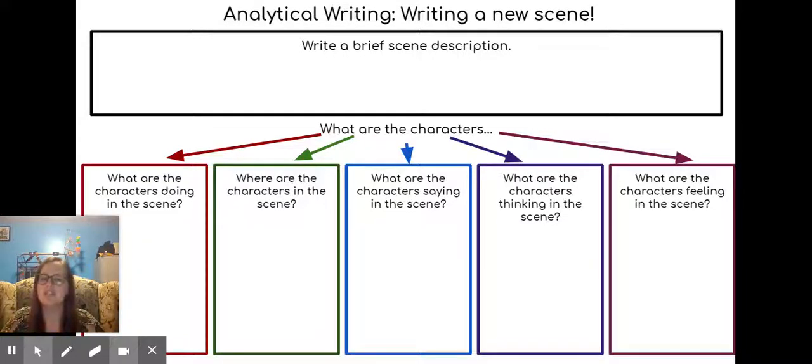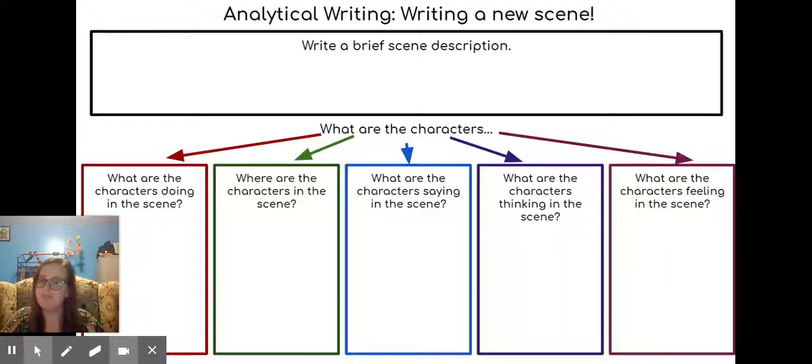Also, what are the characters thinking? Because right now, where we left off in our stories, Ulysses doesn't talk yet. But Ulysses has the power to think. So in your sequel, are you going to make it so Ulysses can talk? Or are you still going to have it where Ulysses can only think and do new activities? And then what are the characters feeling? Are they happy? Are they sad? Are they surprised?